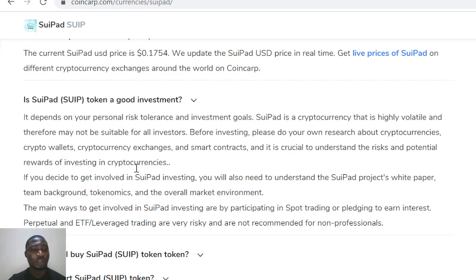And so if you decide to get involved in Suipad investing, you will also need to understand the Suipad project white paper, the team background, technologies, and also the overview of the market environment. All this in the white paper is actually good. Knowing the team background means knowing who the people behind this project are, where it came from, and what gave them the idea of this project.